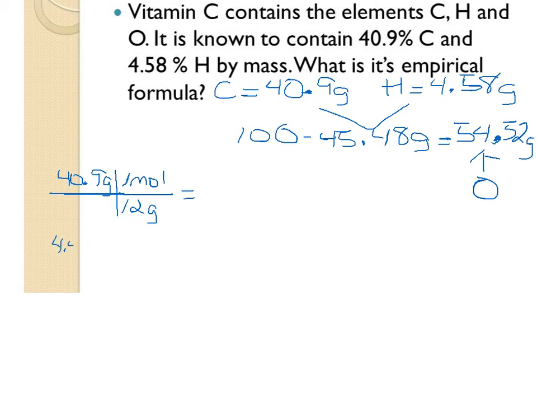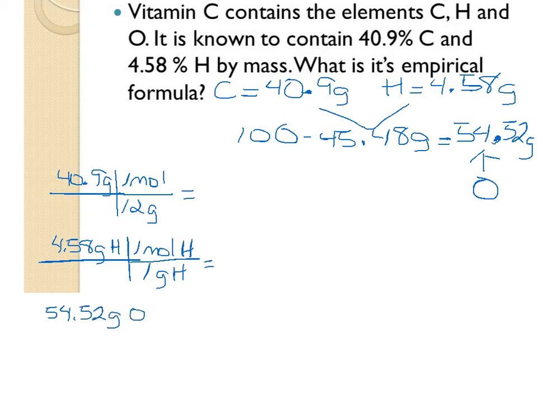Next one, we have our 4.58 grams of the hydrogen. Same setup, 1 mole on top, and the molar mass of 1 gram on the bottom. And our last one for oxygen, we have 54.52 grams of oxygen. 1 mole of oxygen on top, 16 grams of oxygen on the bottom. Now that we have these set up, we can start doing our canceling and do our math.